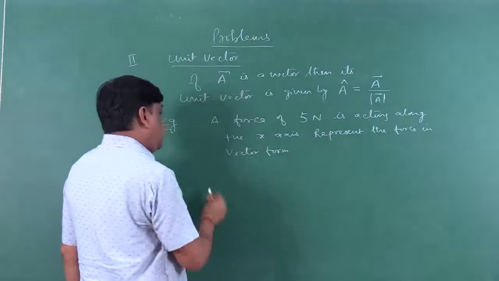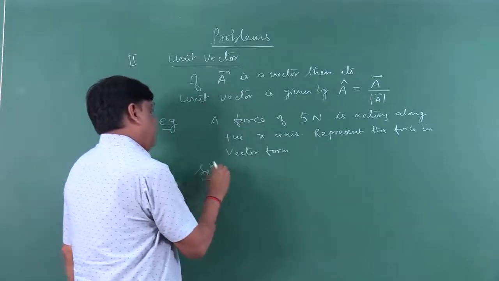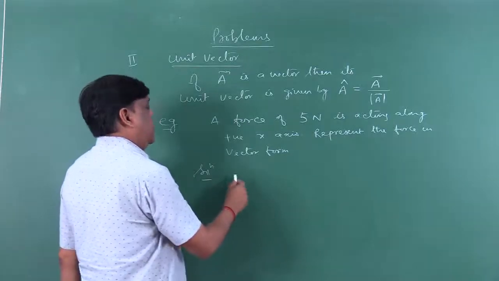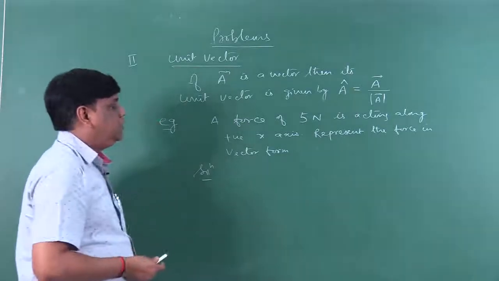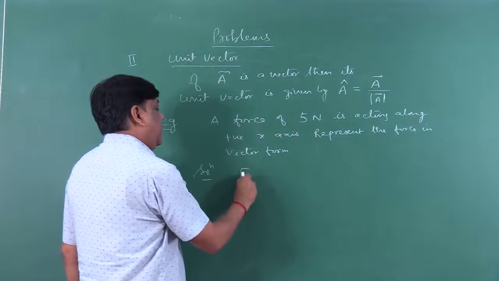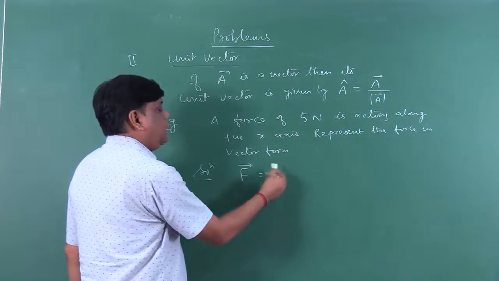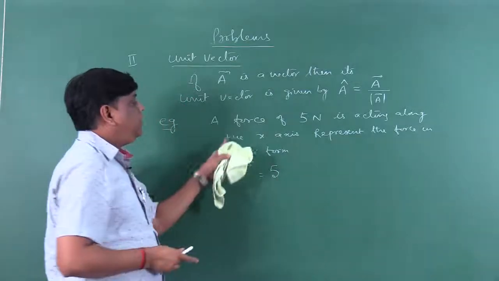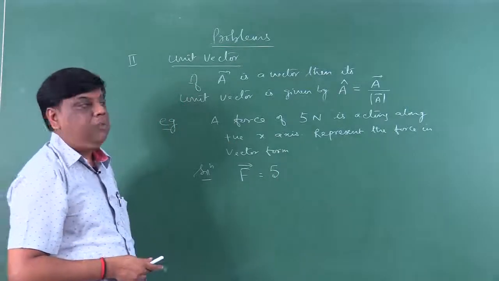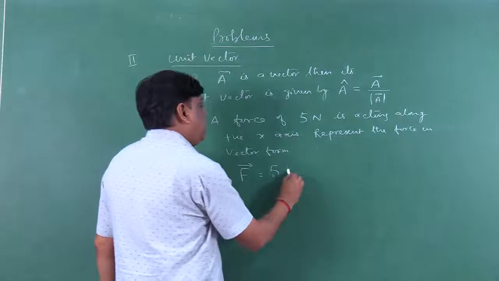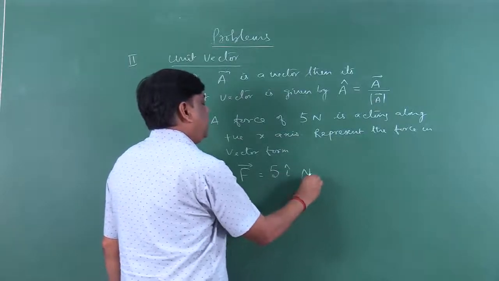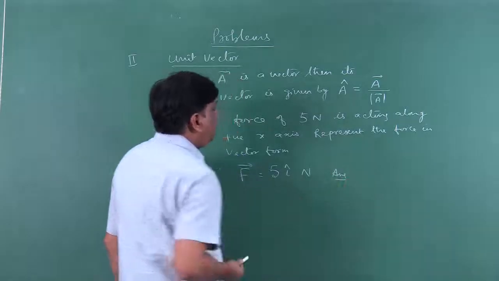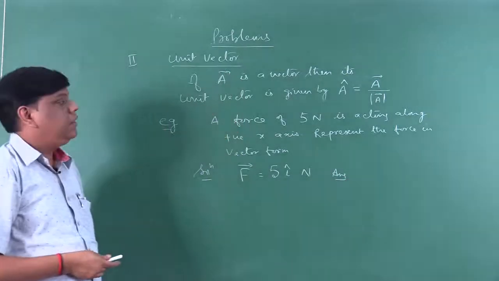तो हमको मालूम है कि किसी भी वेक्टर को अगर लिखना है तो वेक्टर के दो पार्ट होंगे, एक मैग्नीट्यूड और एक डायरेक्शन, है ना. So I can write the force in vector form as its magnitude, so magnitude is 5 and positive x axis is represented by a unit vector i cap, so it will be 5 i cap Newton. So this will be the answer to this question. ये इसका आंसर होगा. ठीक है.